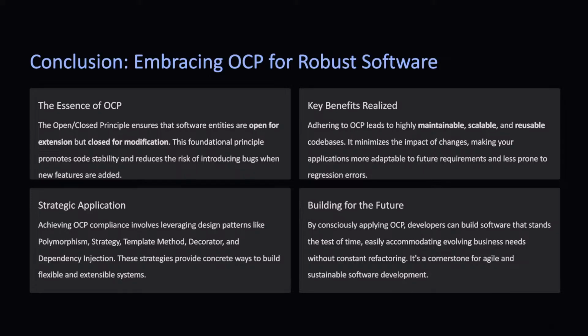And then we have strategic application. Achieving OCP compliance involves patterns. We can use concepts like polymorphism, strategy, template method, decorator, and dependency injection as we discussed earlier, and these strategies can help us cope with OCP compliance. And then building for the future. The OCP can help developers build code that will stand the test of time, and it will be easy for the business to move on further and add new features without disturbing the existing features. So yeah, that's all from my side for the OCP principle.